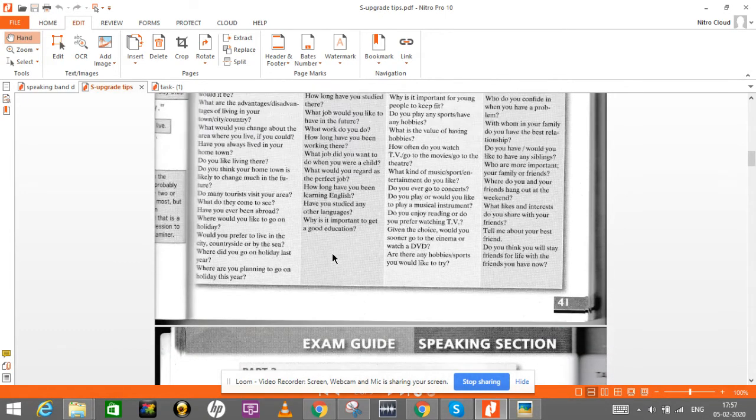Now, this complete part one would last for 4 to 5 minutes. It will all be a continuous section. No breaks will be given, as it is just an 11 to 14 minute section.